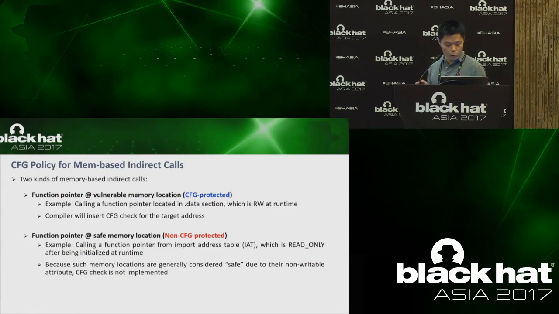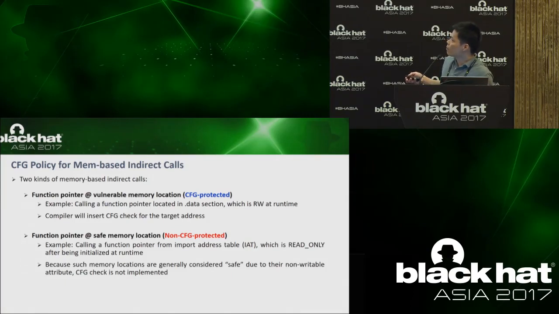We basically treat memory-based indirect calls as 2 different groups. The first one is that the function pointer of the memory-based indirect call is located at a vulnerable memory location. Here, vulnerable means writable. I'll give you an example: calling a function pointer which is located in the data segment, which is writable at runtime. In this case, when CFG is turned on, the compiler will insert a CFG check for the target address before taking this memory-based indirect call.